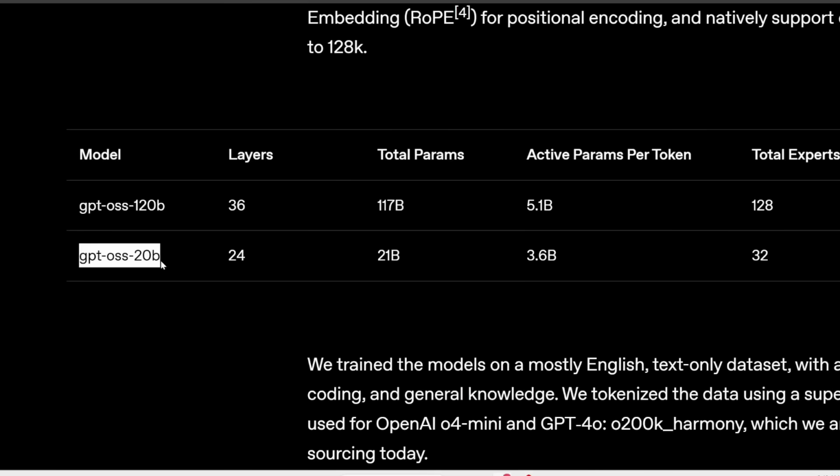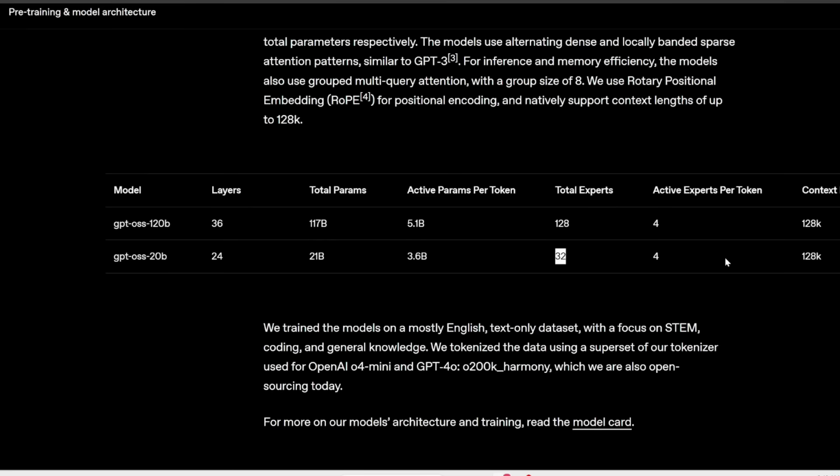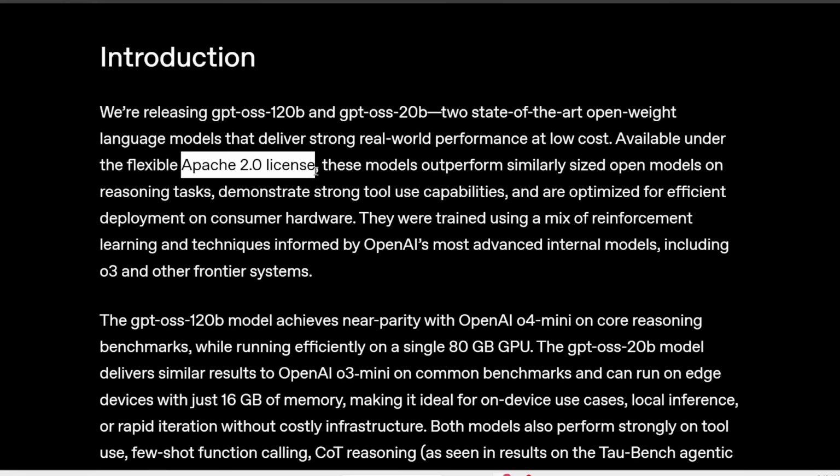Now the second variant is a lot smaller. It only has 21 billion parameters, and it has 32 total experts, and because of its smaller size, this one is more optimized for local usage, so this can fit on consumer-grade GPUs. Now, the nice thing is these are both under the Apache 2 license, which has very minimal restrictions. You can even use this for commercial purposes.